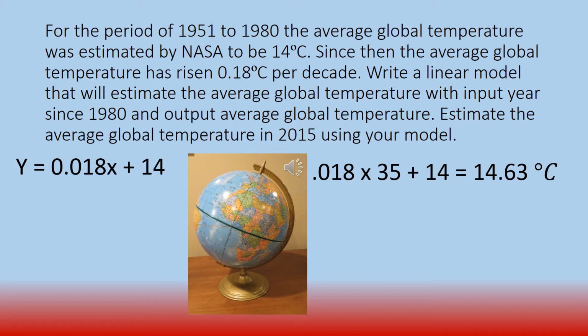2015 is 35 years after 1980. So if you take 0.018 and multiply by 35 and then add that to the beginning value of 14, you end up with an average global temperature of 14.63 degrees for 2015.